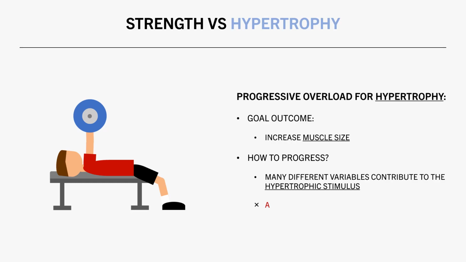So what we want to avoid is increasing reps and load at the expense of the hypertrophic stimulus. And as we will discuss later in this video, other variables can influence the application of progressive overload.